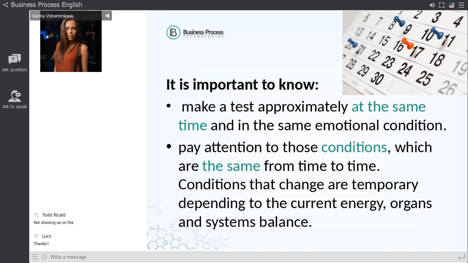And this influence on our organism has a direct connection with our organism. So it's very important to make the test at the same time, in the same emotional condition. The second one, we need to pay attention to those conditions which are the same from time to time. So we run the test today, tomorrow, in a week. Some things will change definitely, but some of them will remain the same. Conditions that change are temporary, depending on the current energy, organs, and systems balance.